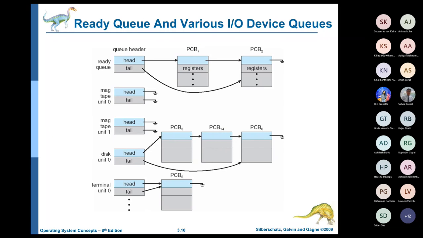They are at the queue header. There can be head and tail pointers directly. The head pointer is obvious, but the tail pointer also gives you direct access to the end of the queue if you maintain it. Now, magnetic tapes may be there, may not be there.